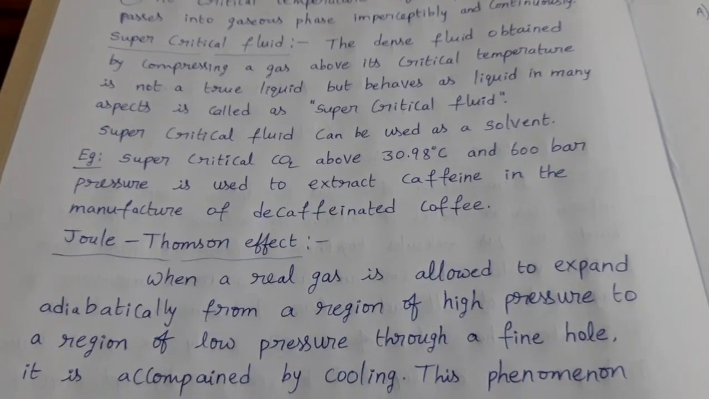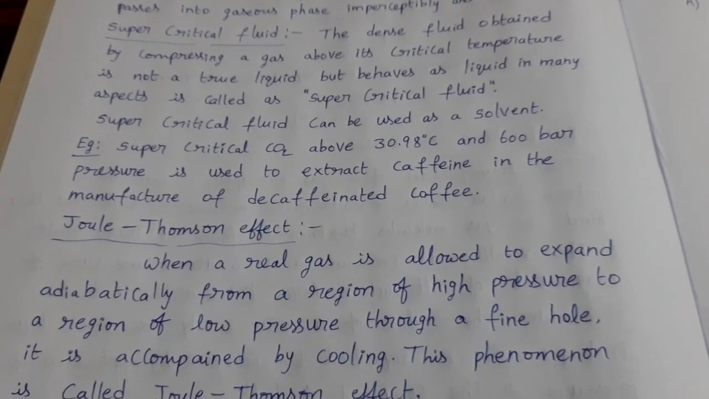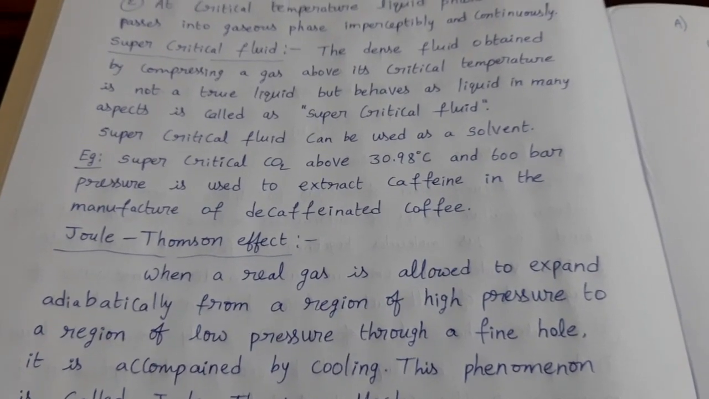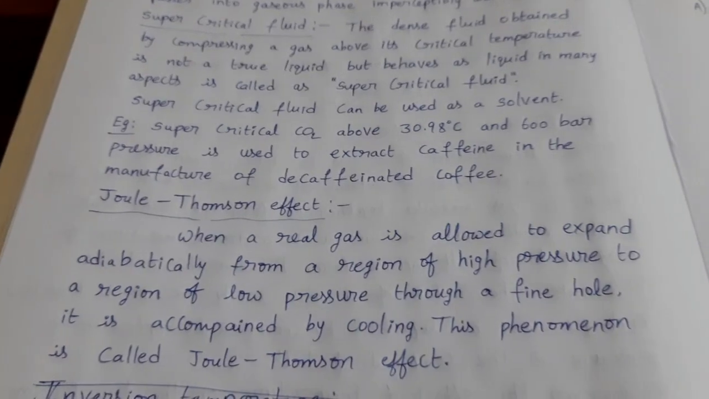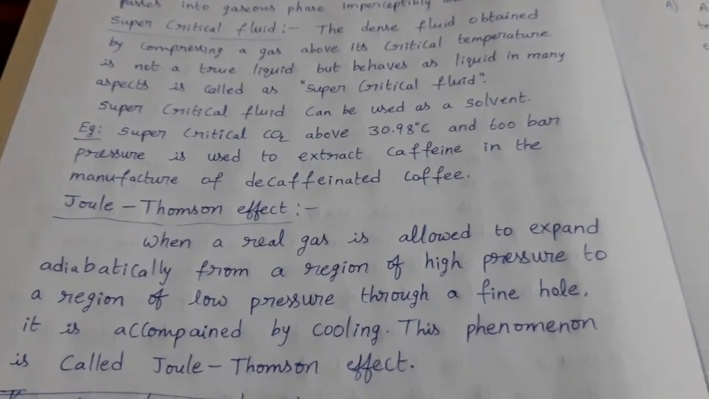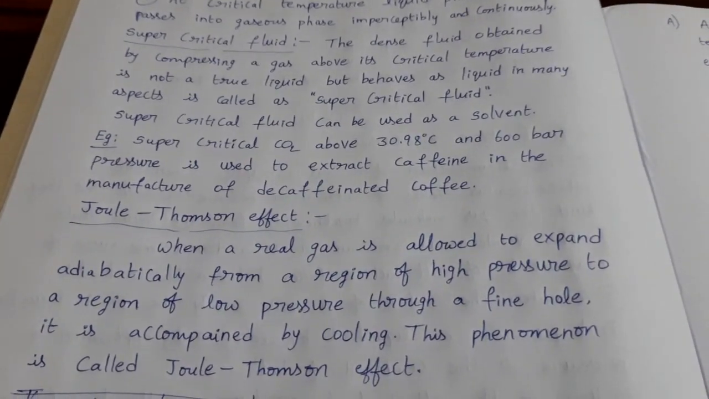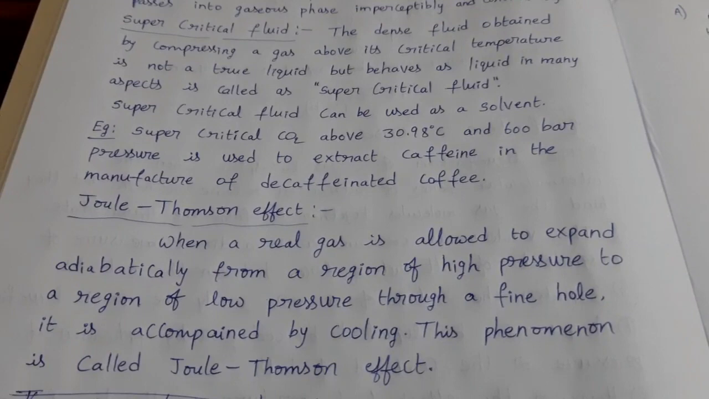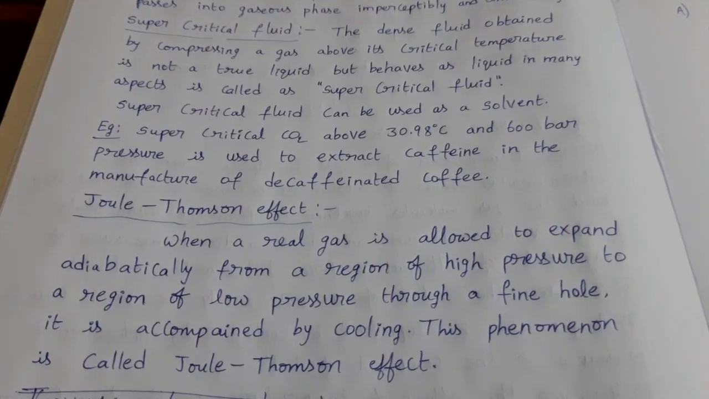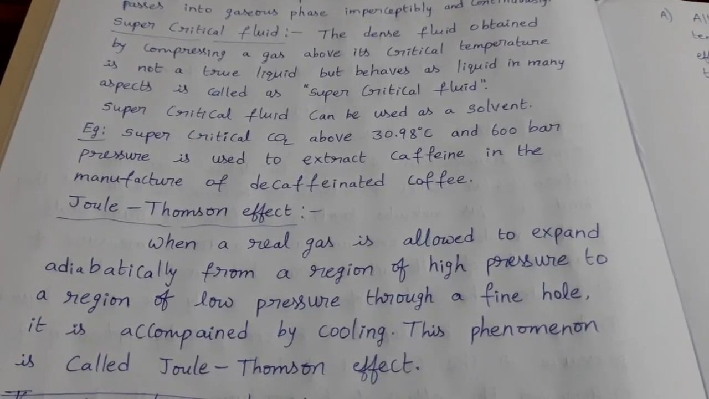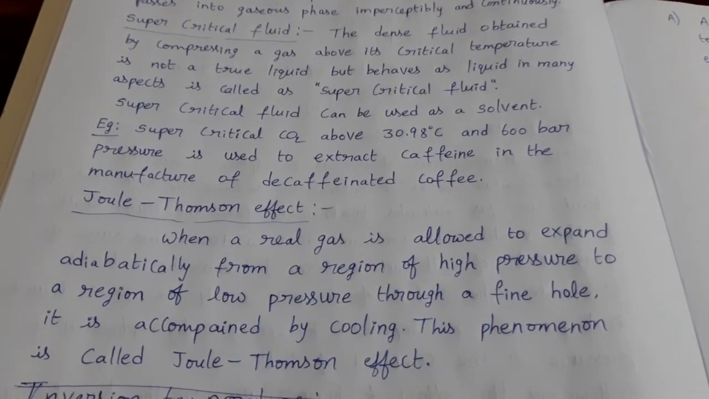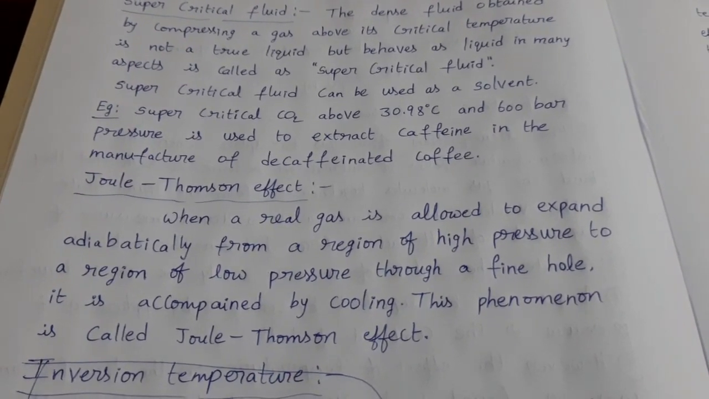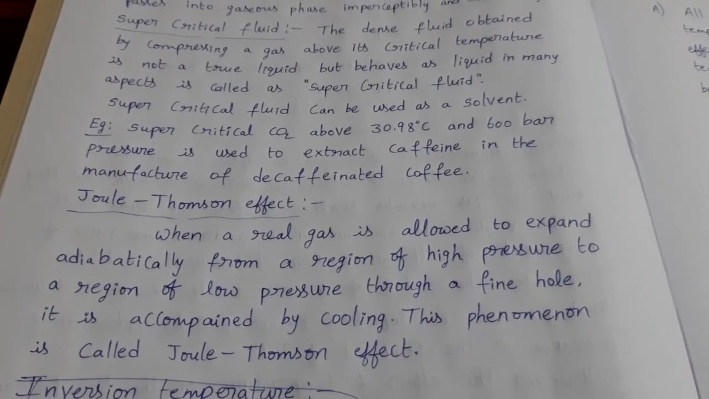Next, Joule-Thomson effect. When a real gas is allowed to expand adiabatically from a region of high pressure to a region of low pressure through a fine hole, it is accompanied by cooling. This phenomenon is called Joule-Thomson effect. A real gas means anything: O2, N2, NH3, CO2, CO, any gas is allowed to expand adiabatically. That means no transfer of heat between system and surroundings, from high pressure region to low pressure region through a fine hole. Then that gas undergoes cooling. This effect is called Joule-Thomson effect. That means when a gas is allowed from high pressure region to low pressure region, we can observe cooling effect of that gas. That is Joule-Thomson effect.